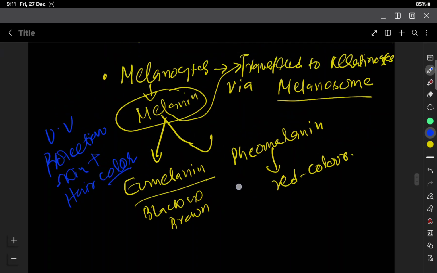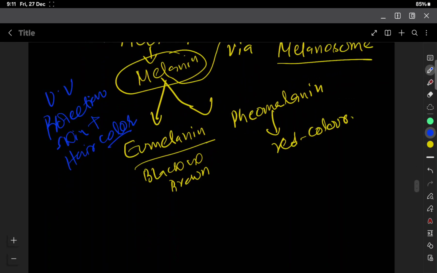Then we have the second type of other cells which are present in the basal layer. One is melanocytes. The second one is Langerhans cells.